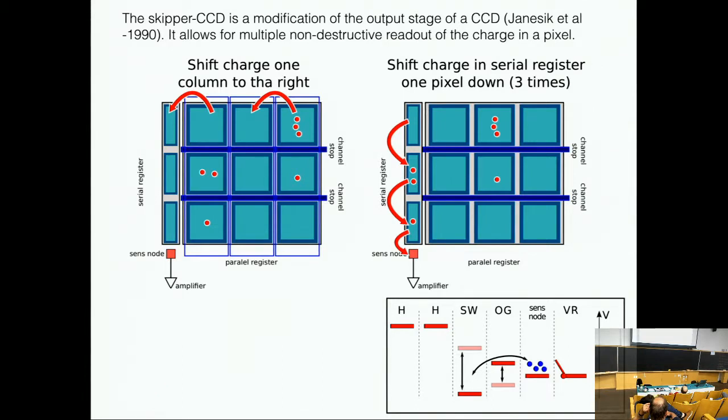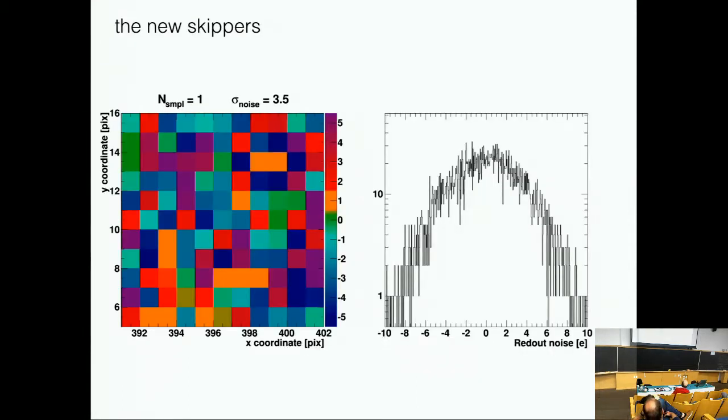So typical CCDs, you read the charge of a pixel one time and then you throw it away. In this Skipper CCD, you can read the charge of a pixel 10,000 times and average all the measurements without losing anything other than time, right? It takes more time to read it out. So this is how it works.